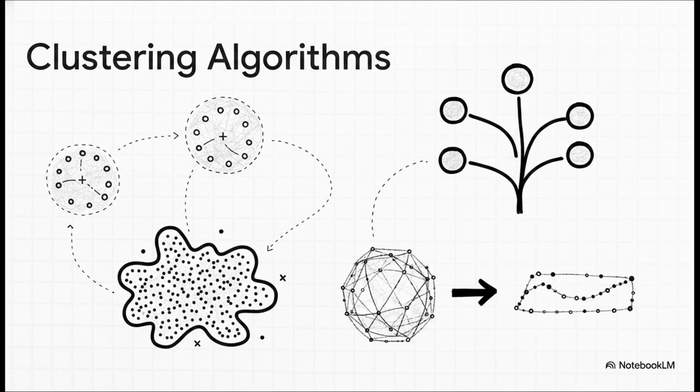Hierarchical clustering takes a totally different approach by building this tree-like hierarchy of groups. DBSCAN is super fascinating because it groups things based on sheer density, allowing for really irregular, arbitrary shapes. And then we have tools like Principal Component Analysis and t-SNE. These are basically your translators. They take incredibly complex, high-dimensional data and reduce it down so you can actually visualize it in a normal 2D or 3D space. They literally make the invisible visible.